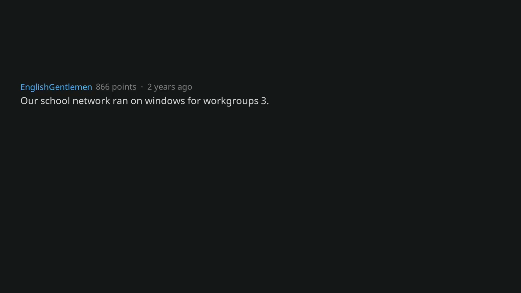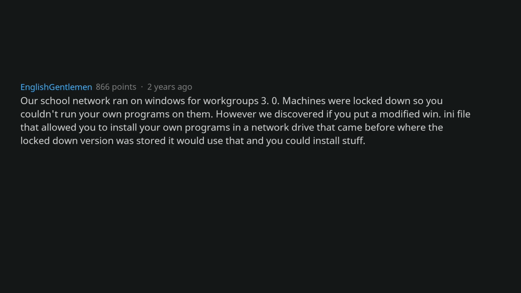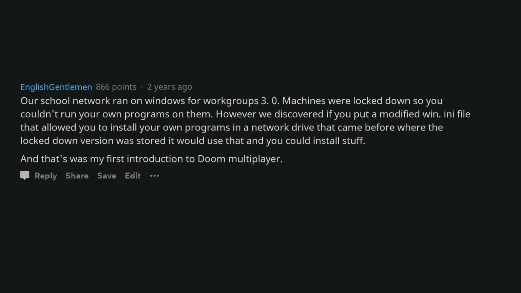We didn't just break into the system to have fun, we also broke down barriers to make life better. Our school network ran on Windows for Workgroups 3.0. Machines were locked down, so you couldn't run your own programs on them. However, we discovered, if you put a modified WIN.INI file that allowed you to install your own programs in a network drive that came before where the lockdown version was stored, it would use that, and you could install stuff. And that was my first introduction to Doom multiplayer.